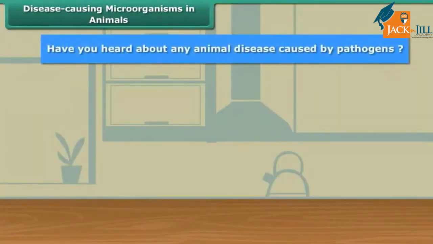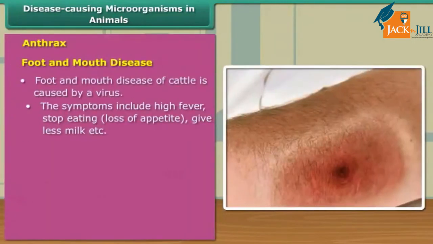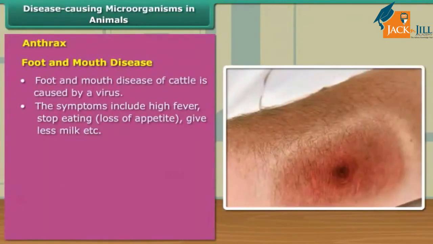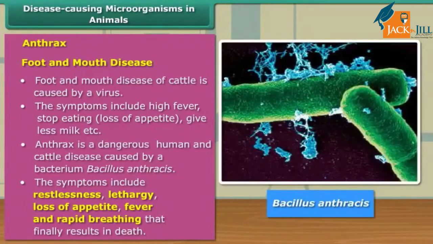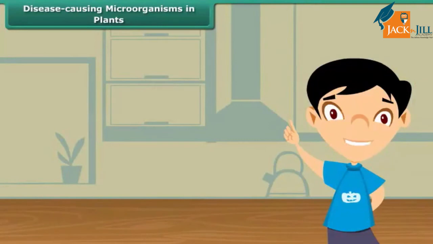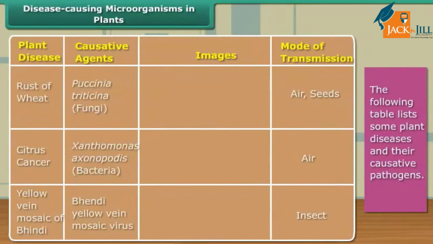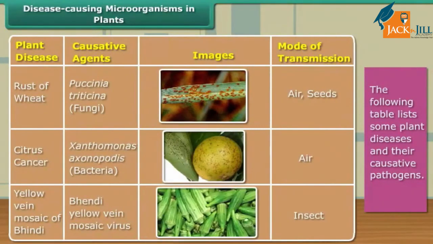Have you heard about any animal disease caused by a pathogen? Anthrax and foot and mouth disease are common examples of animal diseases. Anthrax is a bacterial disease caused by Bacillus anthracis, while foot and mouth disease in cattle is caused by a virus. Now let's know about diseases caused in plants. There are several microorganisms which cause disease in various plants. The table contains some widespread plant diseases and their causative pathogens.